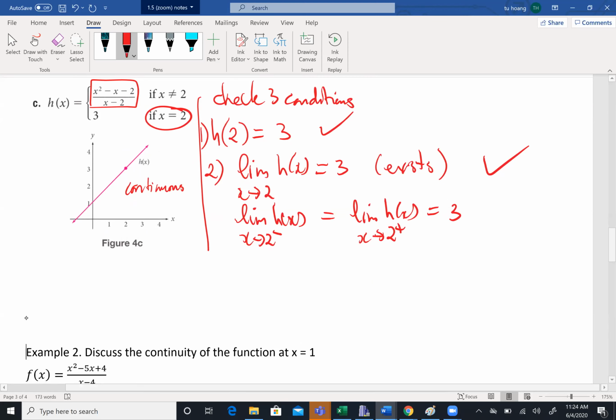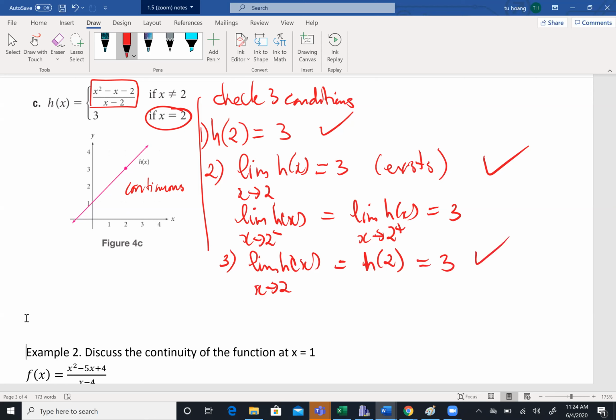And lastly, condition number 3. I'm going to check if the limit of h(x) when x goes to 2 is equal to h of 2. And yes, they are equal to each other and equal to 3. So I'm going to say h(x) is continuous at x equal to 2.